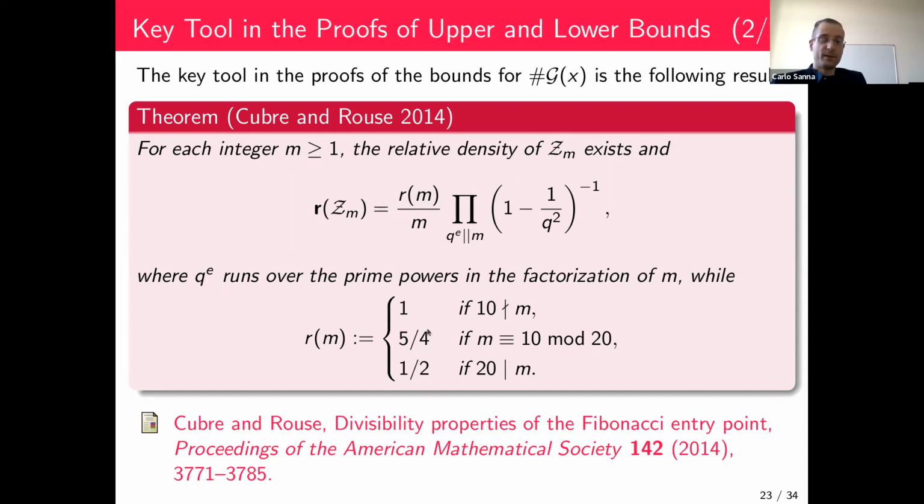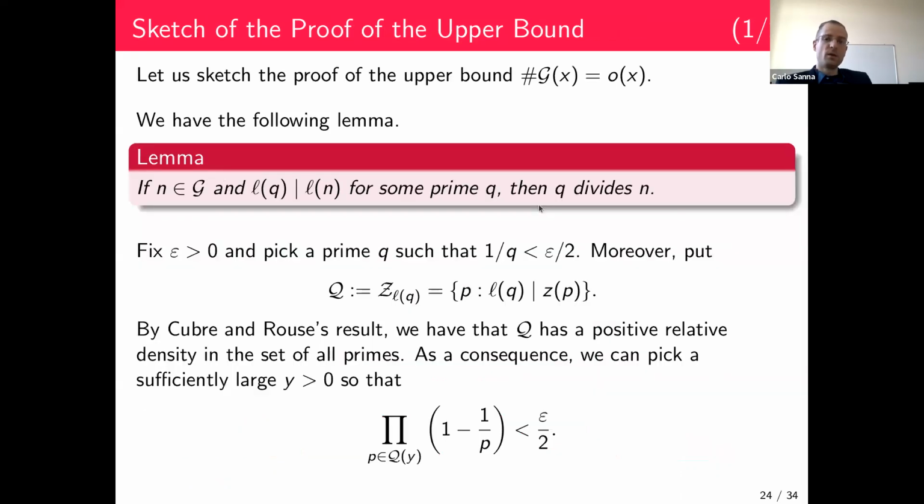Okay, so in particular, the relative density of these sets is always positive because this is a positive number. Let us see the sketch of the proof of the upper bound, which is very, very short. We have the following lemma, which I'm not going to prove. If n belongs to G, and LQ divides Ln for some prime Q, then Q must divide n.